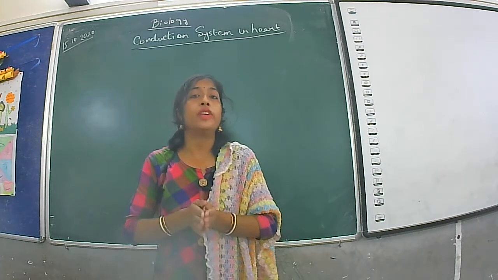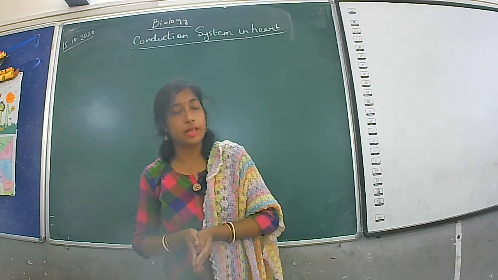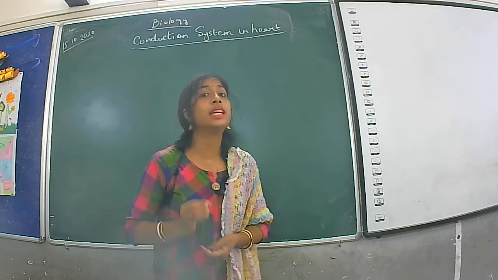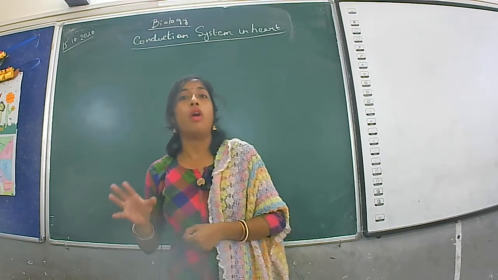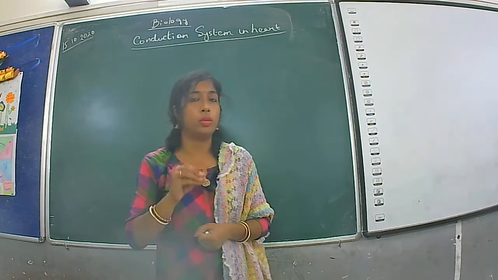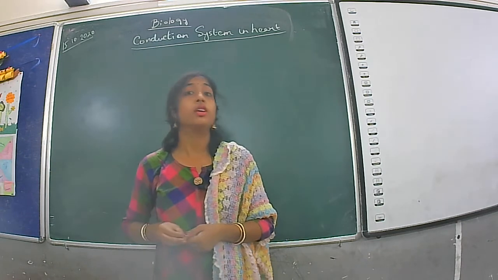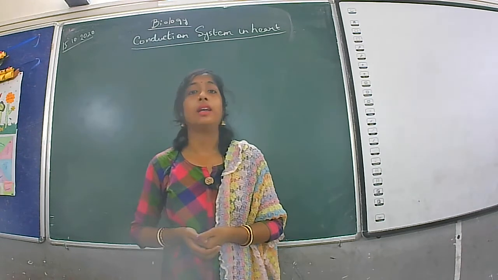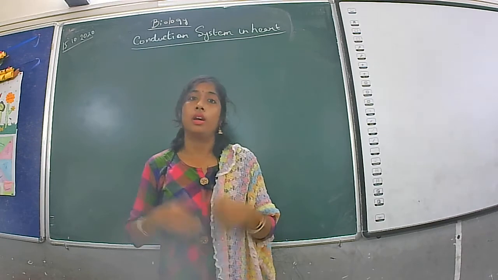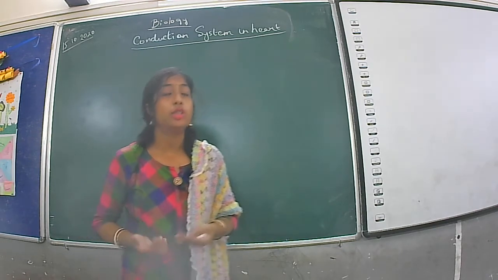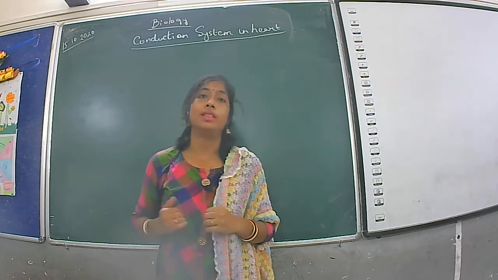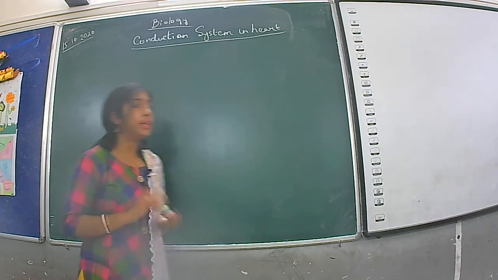In this lesson we are going to understand how the generation of impulse takes place in the heart, as well as how this impulse gets transmitted to the walls of the auricles and ventricles through the cardiac muscles, how contraction occurs, and how this impulse helps in contraction. So we are going to understand this in this segment.